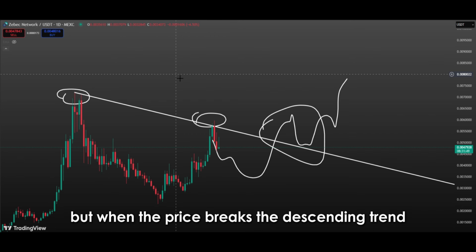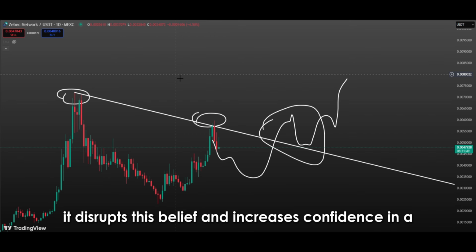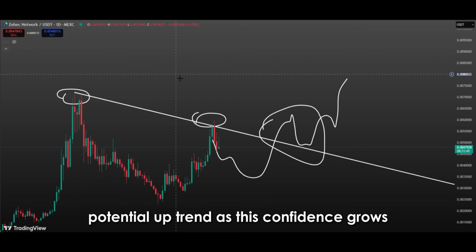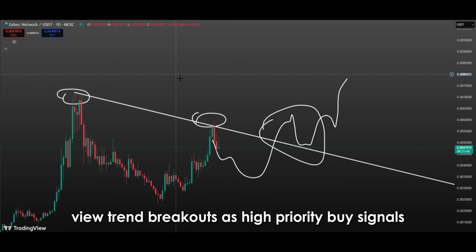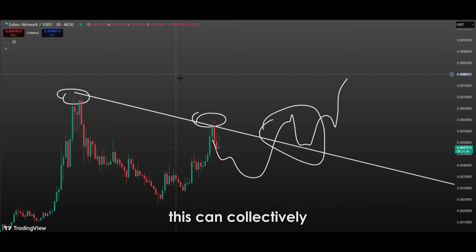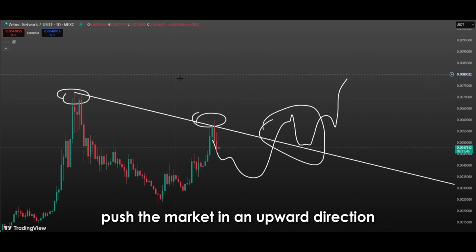But when the price breaks the descending trend, it disrupts this belief and increases confidence in a potential uptrend. As this confidence grows, new buyers enter the market, which pushes the price even higher. Especially professional investors who trade based on technical analysis view trend breakouts as high-priority buy signals. This can collectively push the market in an upward direction.